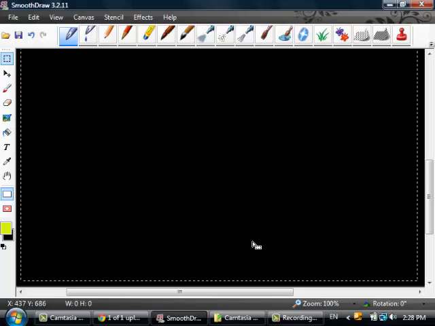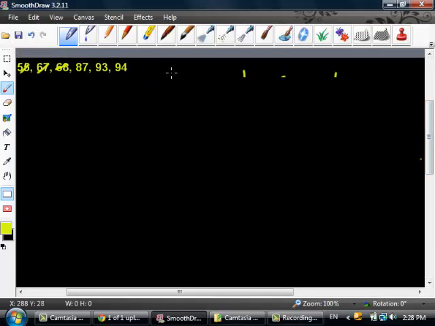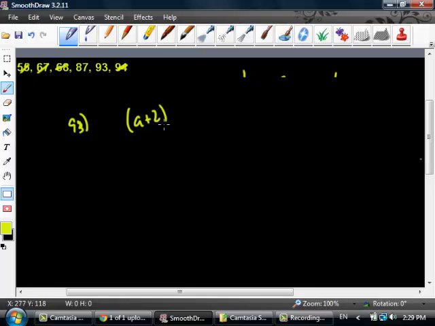Oh, another sign chart problem. Excellent. Oh, 94? We'll do 93. 93 is better. Okay. a plus 2, a minus 5, 2a minus 7 is greater than or equal to 0.